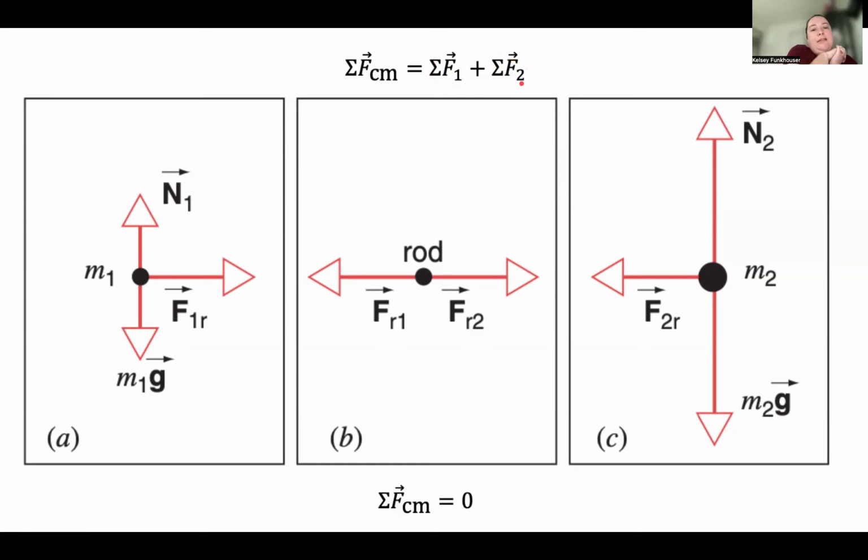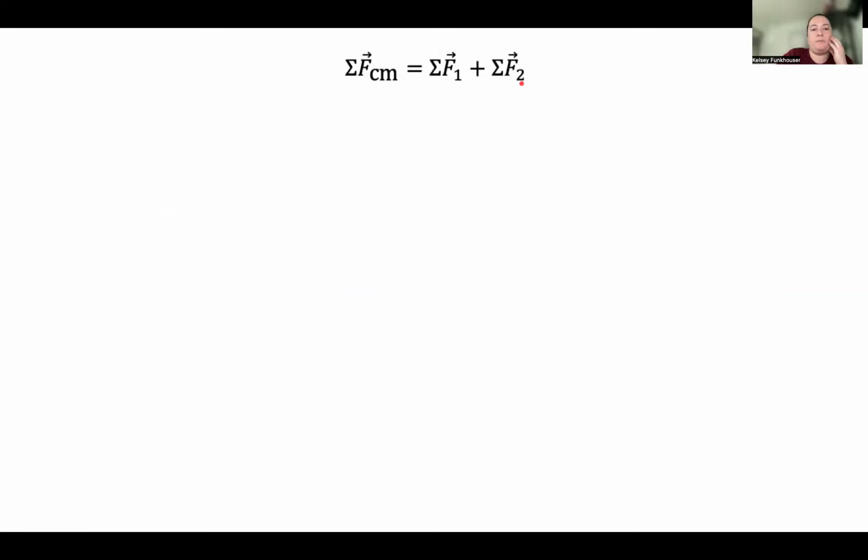And the forces on the masses are internal to the system in this situation, because our system is the two masses and the rod, and the only forces are coming from those. So the center of mass of the system experiences no acceleration in this situation.